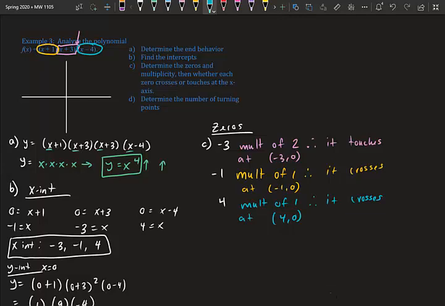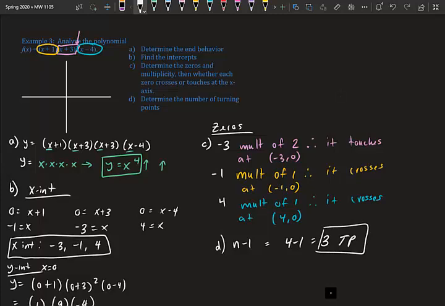That's all we need. Oh, my bad, turning points. I mean, turning points are helpful, so you know you're not messing up. So turning points, we do n minus 1. So 4 minus 1, so 3 turning points. Alright, that's all we need to graph.